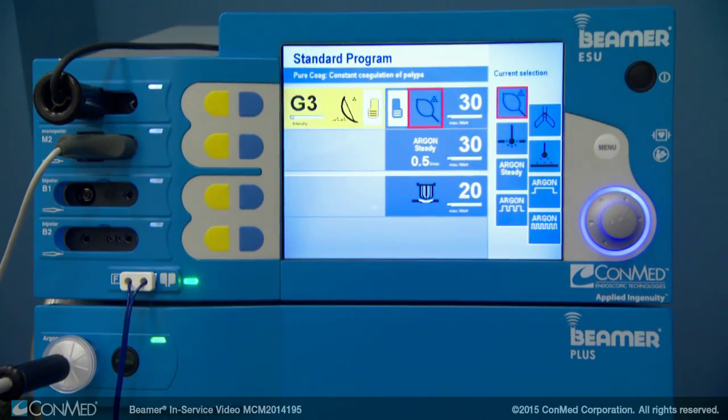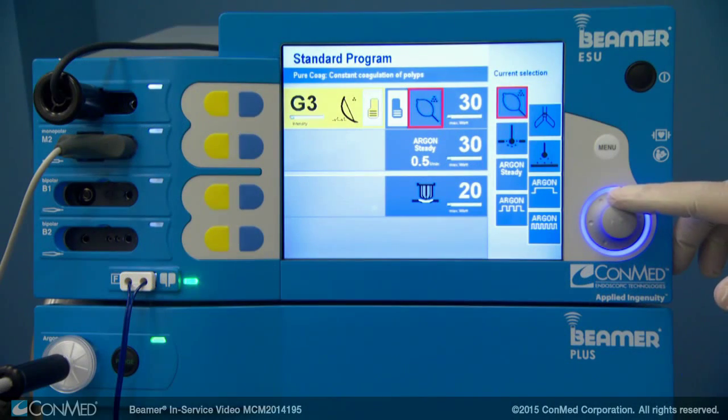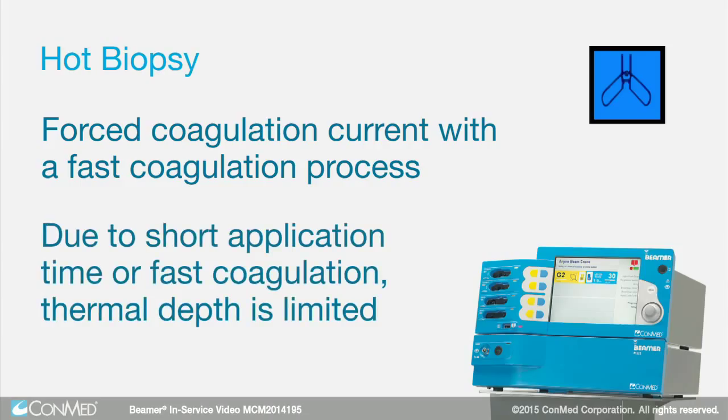Moving on, the first coagulation current is Pure Coag. Using a snare electrode, a polypectomy can be performed with intense hemostasis and somewhat slower cutting speed compared to Polyp Pulse Cut operation modes. The next current is Hot Biopsy. This is a forced coagulation current with a fast coagulation process. Due to the short application time or fast coagulation, the thermal depth is limited.